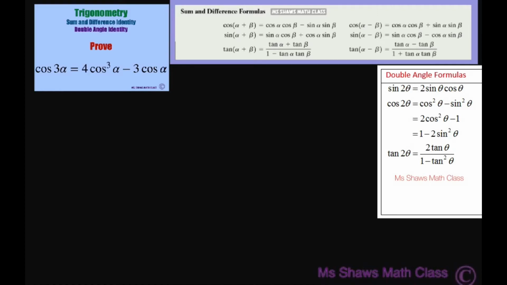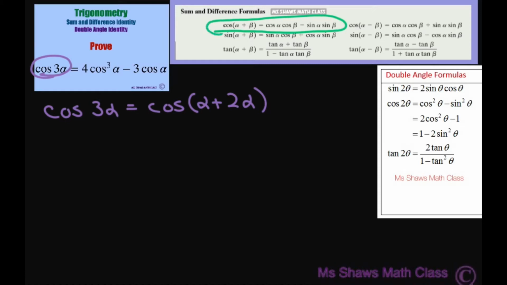Alright, so basically we're looking at the left hand side here, and we can write cosine of 3 alpha as, let's say, alpha plus 2 alpha, or you could switch these around if you want. Anyway, here's the formula for that. So let's expand that, and we're going to get cosine of alpha times cosine of 2 alpha minus sine of alpha times sine of 2 alpha.